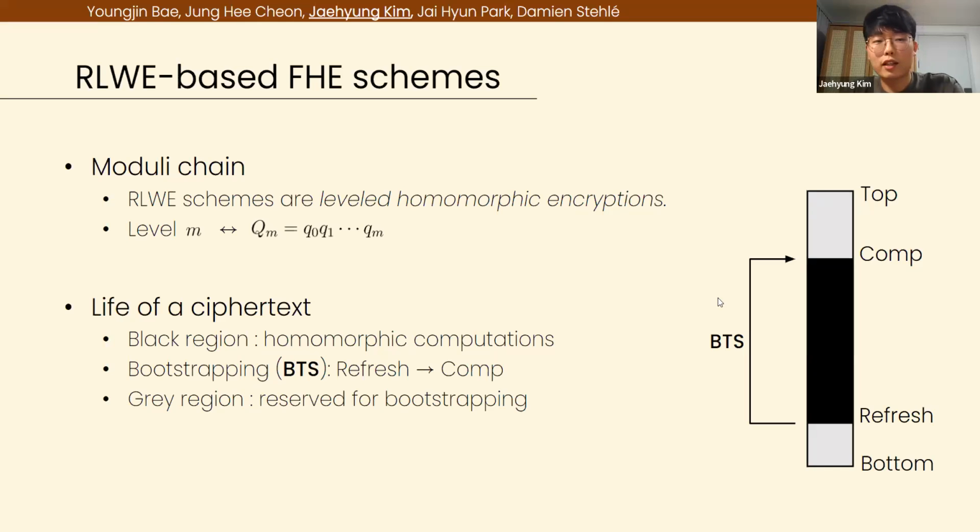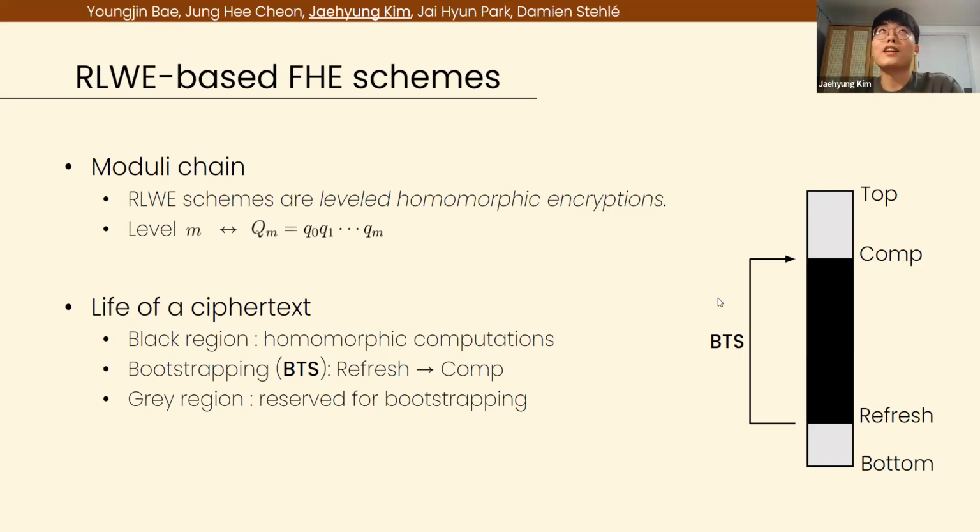And when you multiply two ciphertexts at level M, then at the very end, the level decreases by 1, and the resulting ciphertext is at level M-1. By using this moduli chain and level concept, I want to describe a typical life of a ring LWE-based scheme ciphertext. On the right, you'll see the tower of moduli, or tower of levels. The black region is reserved for homomorphic computations.